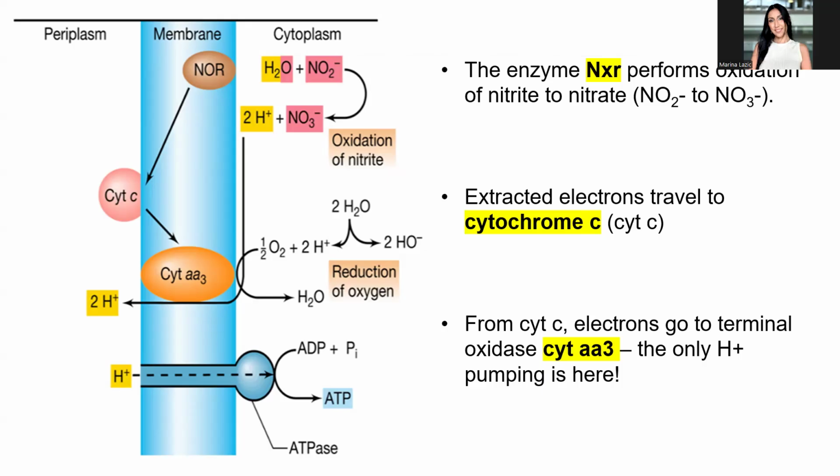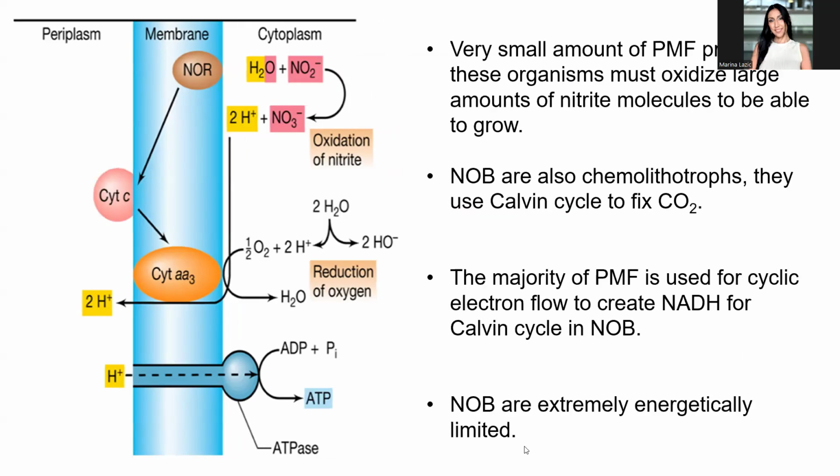And there is a pumping of protons and proton motive force only here at the end, in the terminal oxidase. So it's quite low proton motive force. Very, very small. So they are very, very limited in biomass production. They must oxidize tons of nitrite to be able to grow, and they fix carbon dioxide, which means they need a lot of proton motive force.